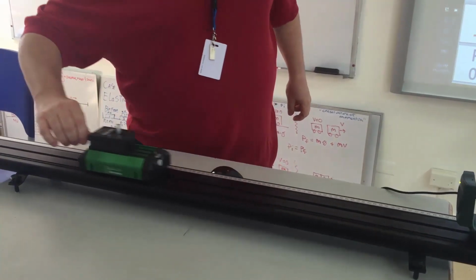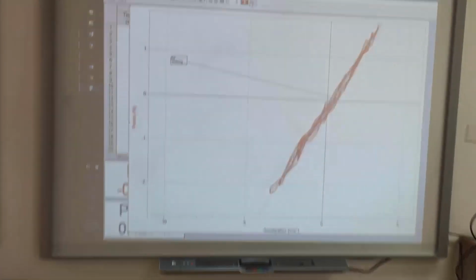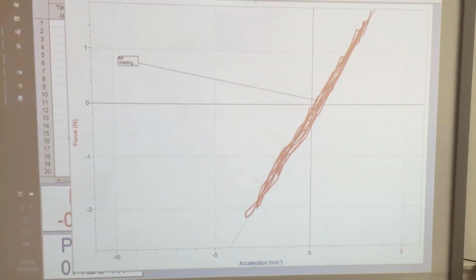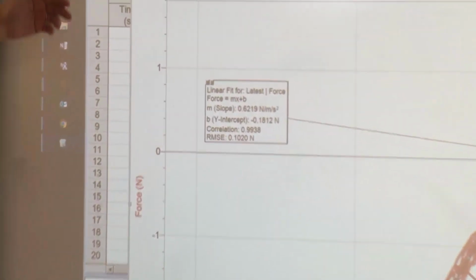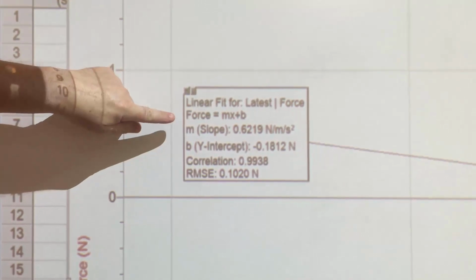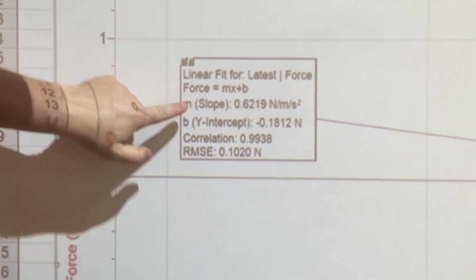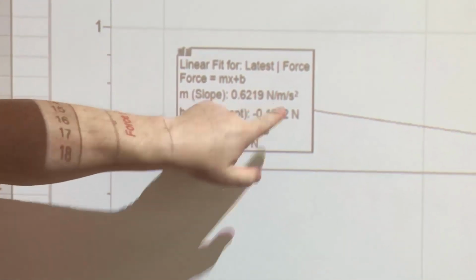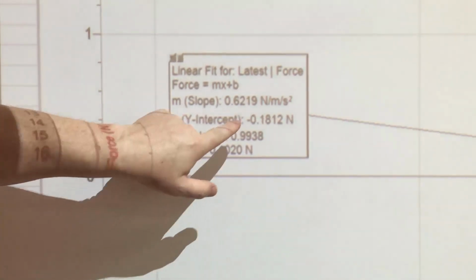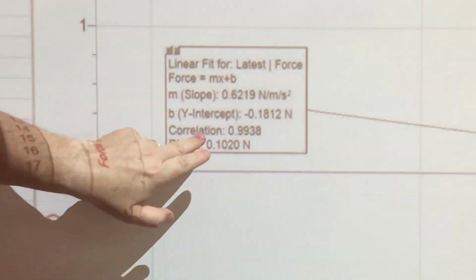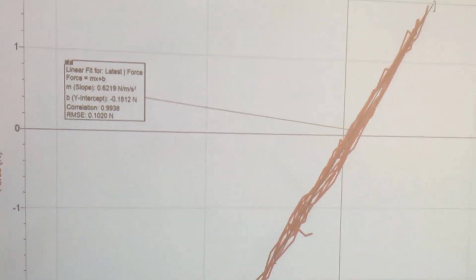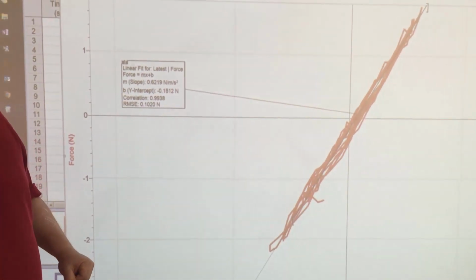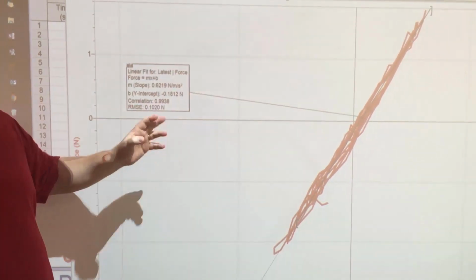This is now, I'm just plotting, and we can see the graph over there. And now we have in here the linear fit, a linear function with a slope of 0.62 units we're still going to discuss, an intercept of basically 0, and a correlation of 0.99. This tells me that this data is basically proportional data. So the relationship between force and acceleration seems to be directly proportional.